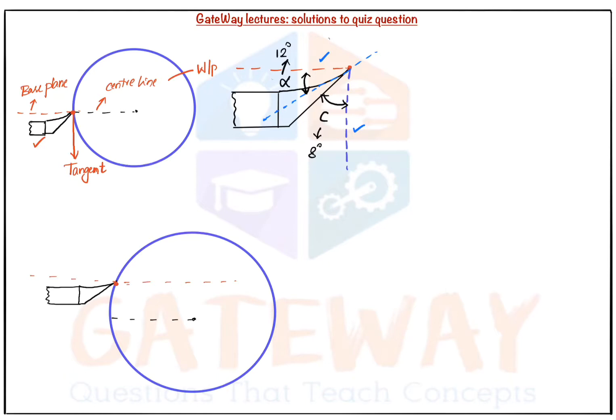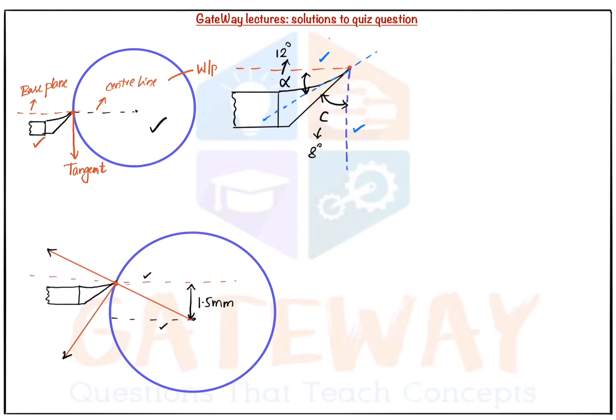But what the machinist did was, by mistake, he placed the tool 1.5 mm above the center height, above the center line. So now this becomes our base plane and this is our center line. Now again we need to draw a common tangent and normal at that point. This is our normal, and a line perpendicular to the normal is the tangent. The same construction we can apply here also, but the thing here is that alpha and C are not the same at that point, as they were in the earlier case.